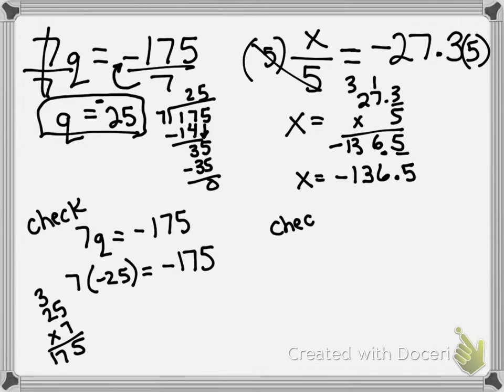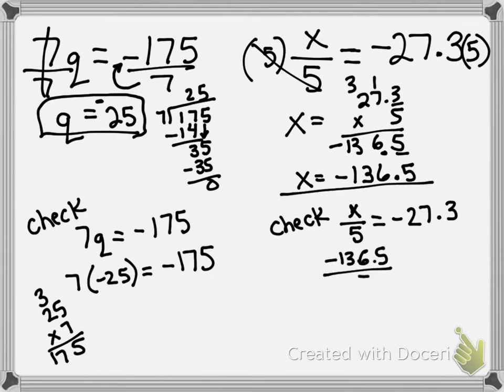So first step in checking our problem is rewriting our equation. X over 5 equals negative 27.3. So we substitute negative 136.5 in for x. We divide by 5, and we're hoping to get negative 27.3. So we need to divide 136.5 by 5. 5 goes into 13 two times, and we get 10.